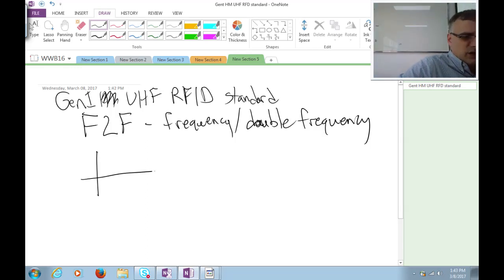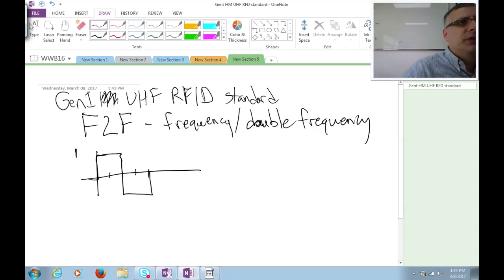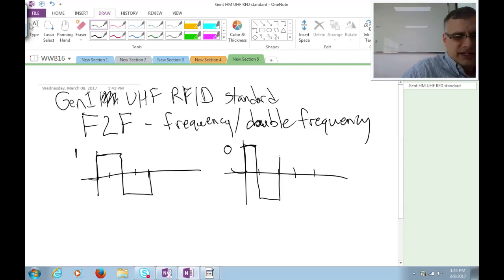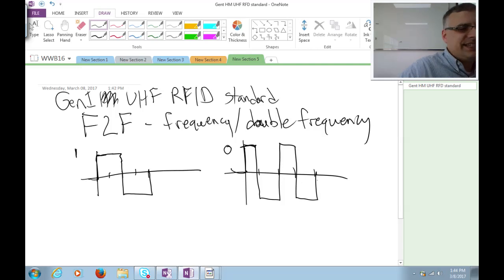And what this looked like is whenever I wanted to send a 1, I would divide my bit period into 4 smaller periods, and I would send a signal that looked like this. I would backscatter load state 1 for 2 beats, and then backscatter load state 2 for 2 beats. And if I wanted to send a 0, I would backscatter, again dividing into 4 equal parts, 1 beat, and then the next beat, and then I would repeat. So you can see I kind of have 2 different square waves at different frequencies. One is the double of the frequency of the other.